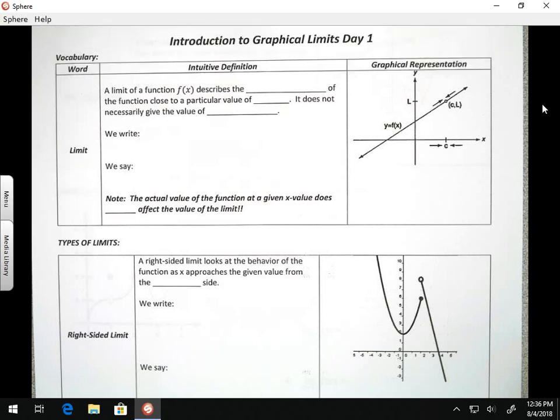Hi everyone, and welcome to the first official video for AP Calculus. Today we're going to be talking about the idea of a limit, which is going to be the foundation that we look at in this whole first chapter of calculus.